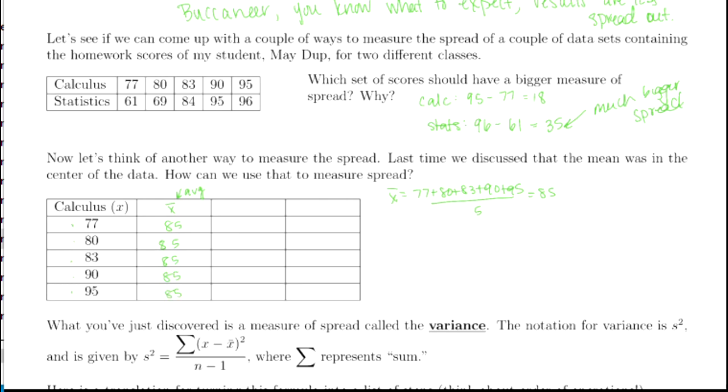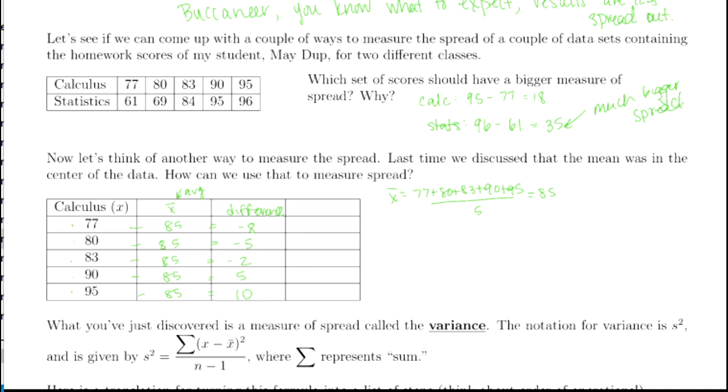And what we're going to actually do is figure out how far from the average these scores are. So what's the difference? Do 77 minus 85, and that is -8. So it's 8 below the average. This one's 5 below the average. This one's 2 below the average. This one's 5 above the average. And this one's 10 above the average. All of that should probably have made a lot of sense, why you would do it: how far from the average your scores are.